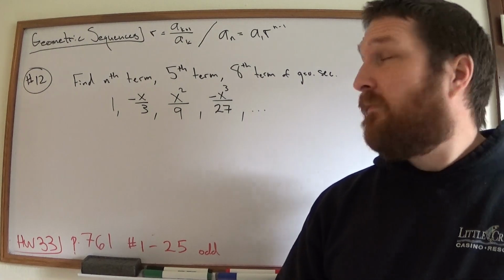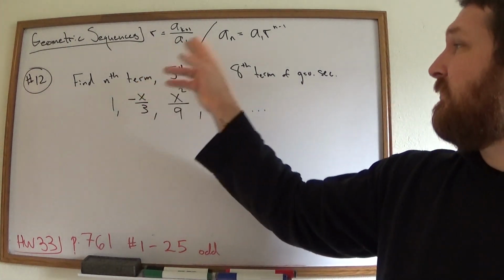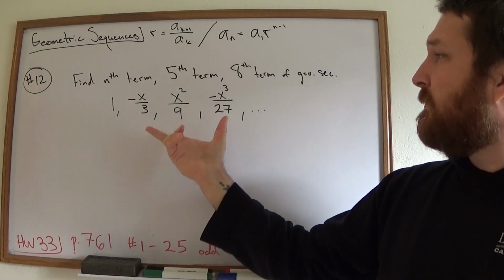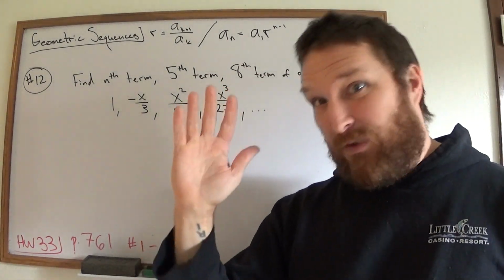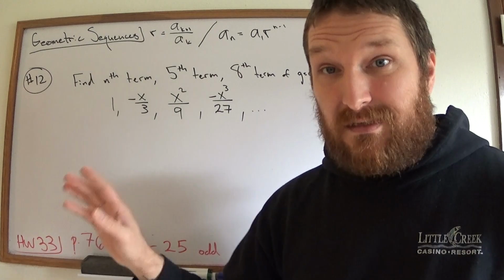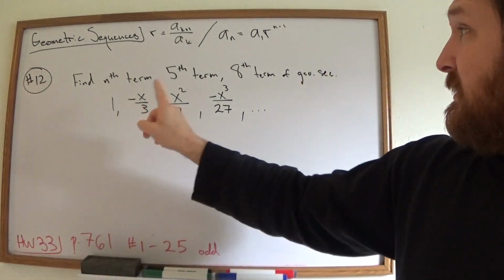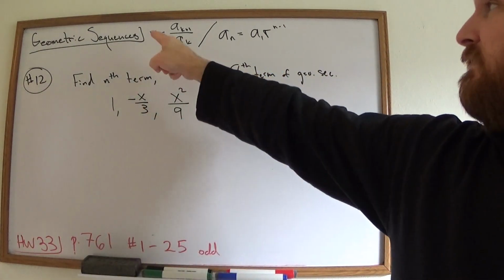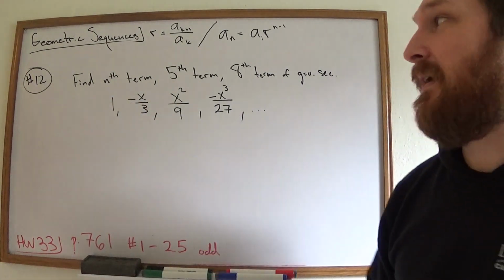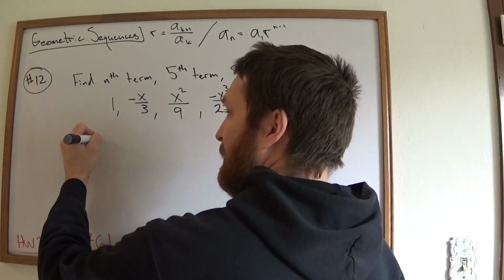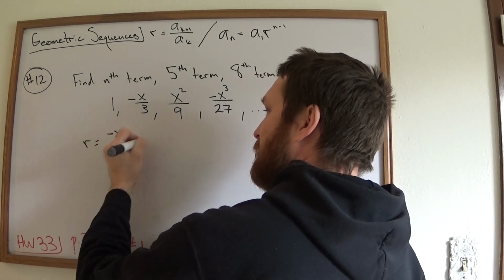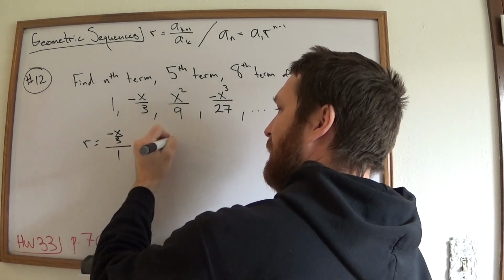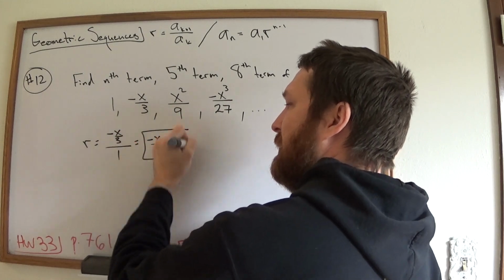Number 12. Same prompt. Find the nth term, 5th term, 8th term of this geometric sequence. Oh boy, there's a variable in there. Oh, what do? Don't think about it. It's this exact same thing, okay? Since it's a geometric sequence, you could find r by taking this and divide it by that. That was really easy, right? Negative x over 3 divided by 1 is just negative x over 3. It's that simple. That's all r is.